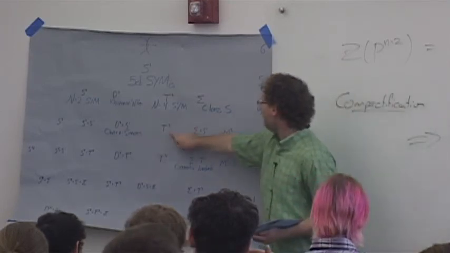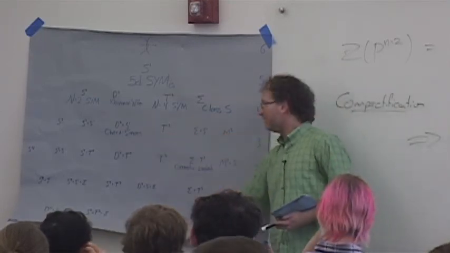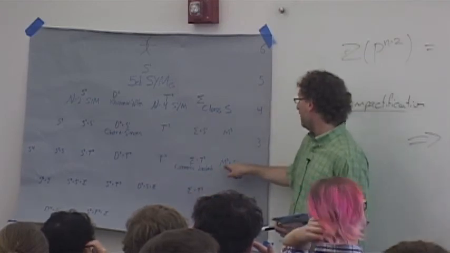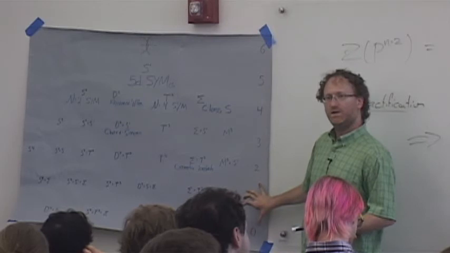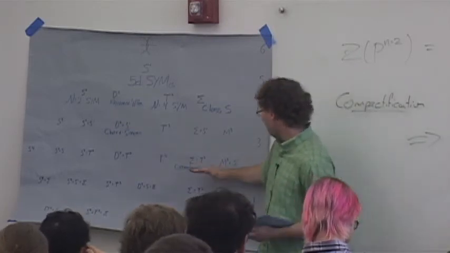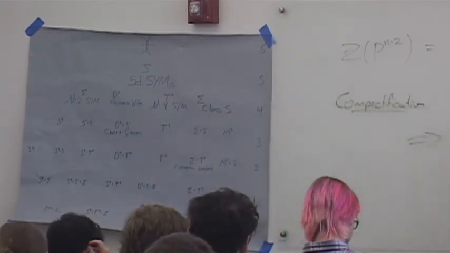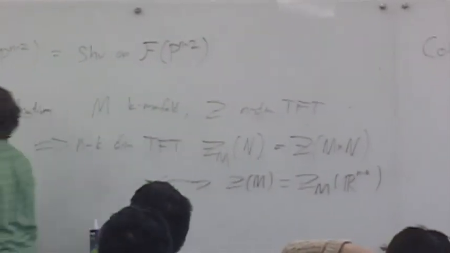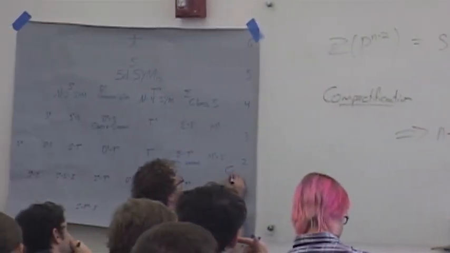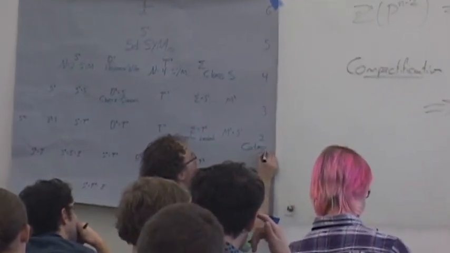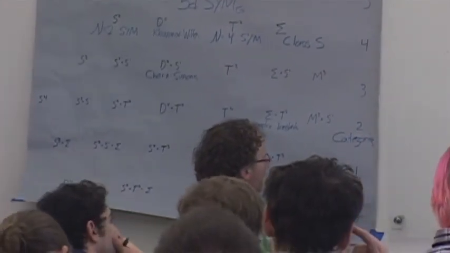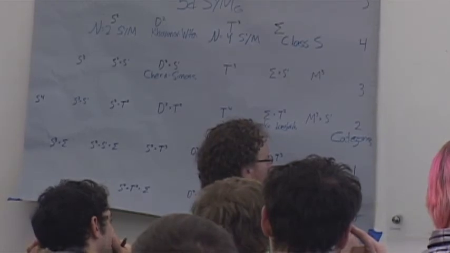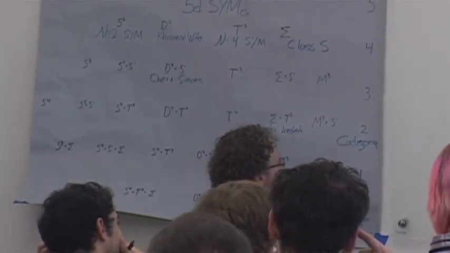If I plug in a 3-manifold, what I get left with is a 3-dimensional field theory. If I plug in a 4-manifold, I'm left with a 2-dimensional field theory, which I will think of as a category. So this row will be, very roughly, categories. This will be vector spaces. And this row, which I didn't leave myself any room for intentionally, is numbers.